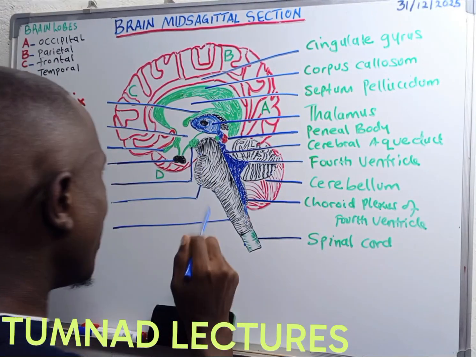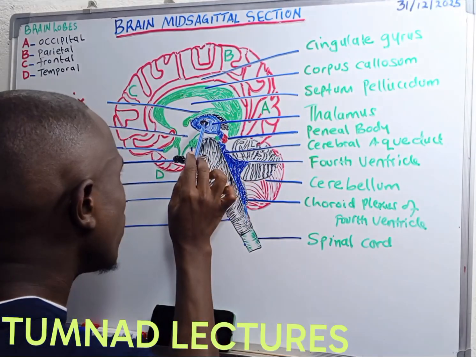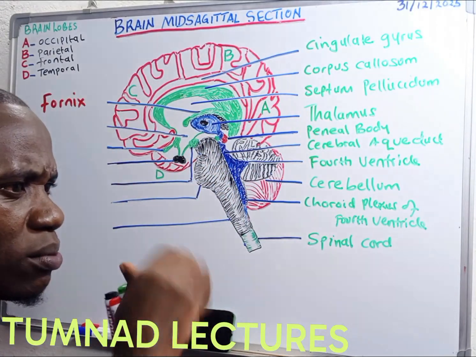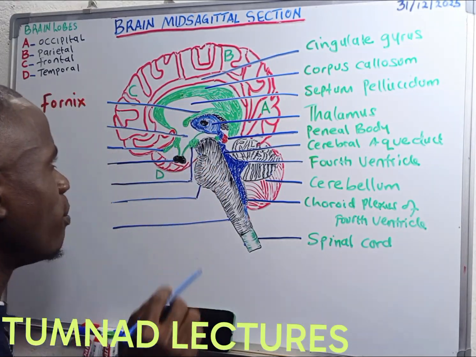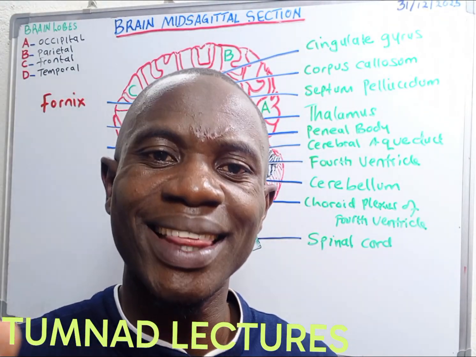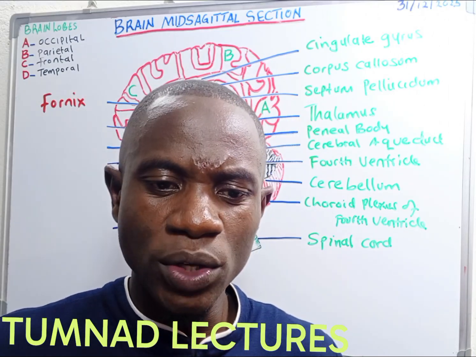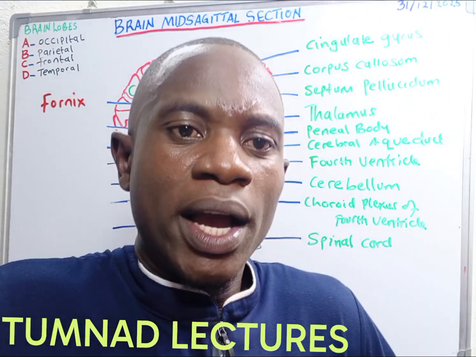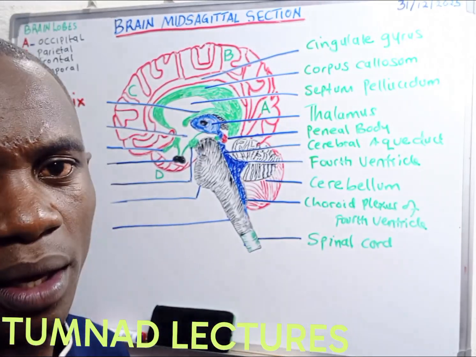Then in our egg-like structure, which we call the thalamus, we still have another small raised structure, which I have just labeled black. How do we call that structure? That structure is what we call the interthalamic adhesion. It makes sure that the thalami are connected together by this structure.